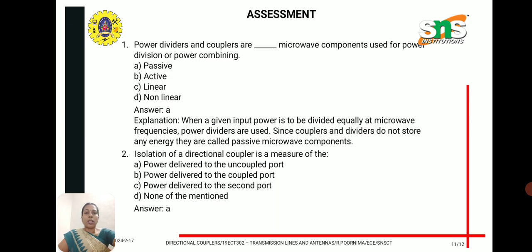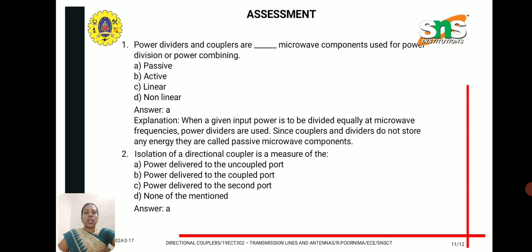Now we can have a small assessment based on power dividers and couplers. These are components used for power division or power combining. Which option suits this statement? These are passive devices, or active, linear and non-linear devices. The answer is passive devices, because when the input power is given to one port, it is divided equally at microwave frequencies, so power dividers are used. These are passive microwave components. They do not store any energy.